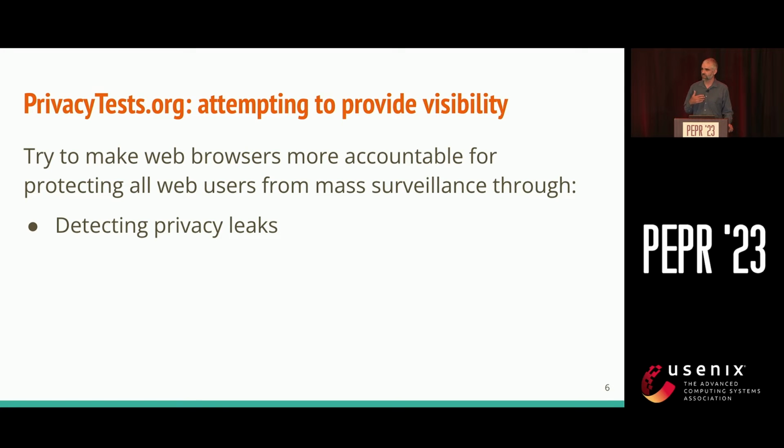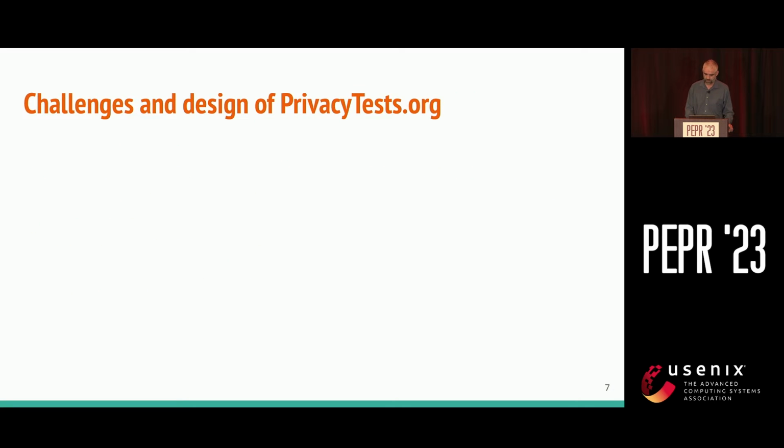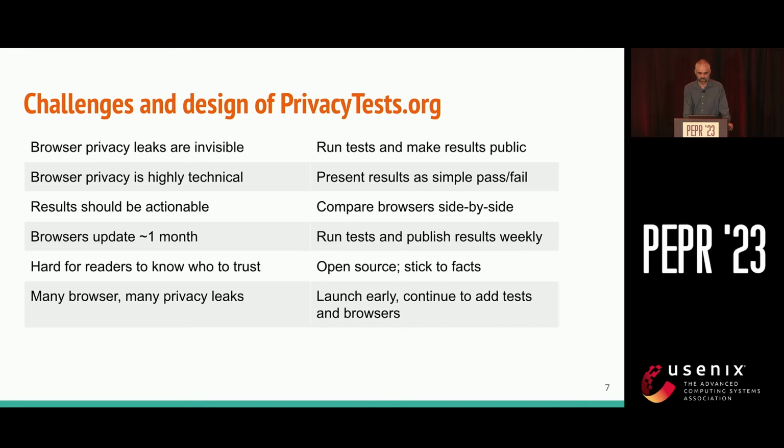And so my idea was to try to detect the privacy leaks in web browsers, monitor those leaks over time, and then make the results public to inform users and also browser makers. So there's a bunch of challenges in how to design a site like this. One, as I mentioned, is that browser privacy leaks are invisible. So I decided I needed to make these results public, that was a key part of the issue. It's also very highly technical, so I wanted to try and distill the essence of what was important, so make it as simple as possible, even though it's a very technical thing.